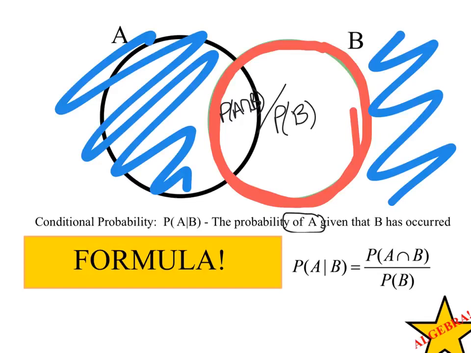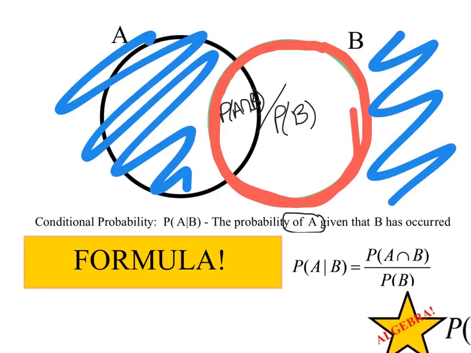And like I said, I always think about this as almost like a reframing of the possibility. You're saying, I know that I'm in B. This is now my whole sample space. Nothing else is true. So it's the probability of A and B occurring out of the whole sample space. Okay? So like I said, visually I think it makes sense with this Venn diagram.